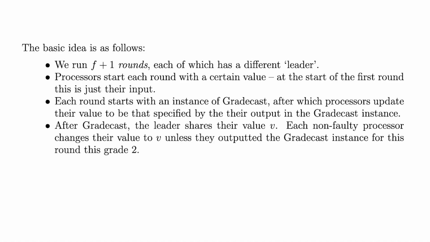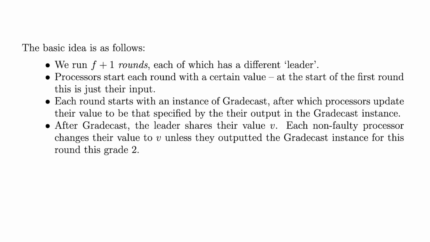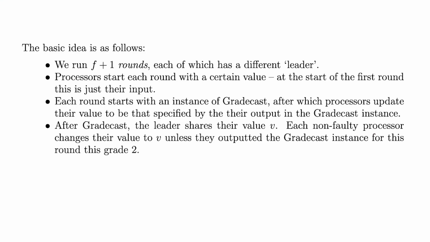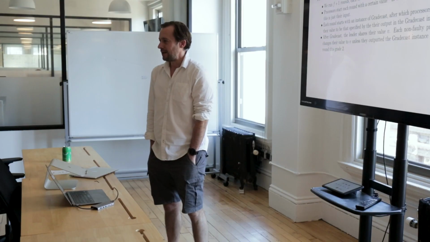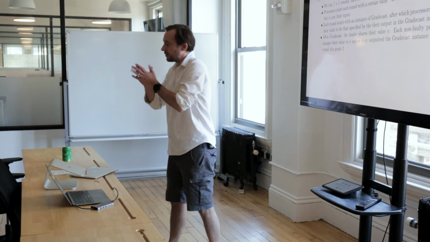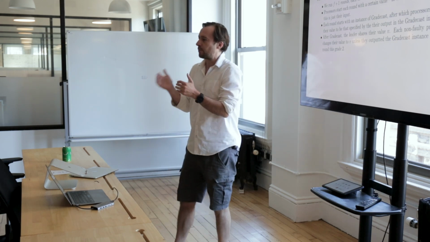Each round will just start with an instance of grade cast, the simple two-step protocol we just saw. In each of the f plus 1 rounds, they'll carry out grade cast and update their value to the output of grade cast. Then after grade cast, the leader just shares their value, inviting everyone to update their value to the leader's value, so everyone now agrees. Each non-faulty processor changes their value to that suggested by the leader, unless they're really sure they shouldn't, that is, unless the output of the grade cast instance for that round had grade 2. So f plus 1 rounds, each one very simple: you do grade cast, update your value, the leader shares his value, and you update to that unless you output grade cast with grade 2.